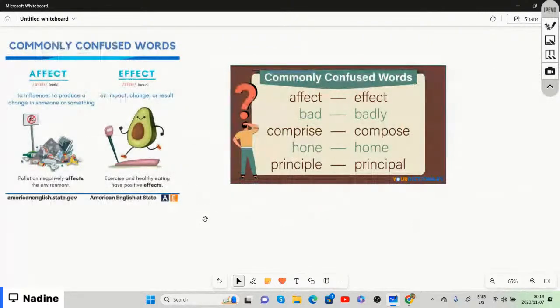And if we look at examples of more commonly confused words, we said affect and effect, then bad and badly. You did bad in the test. You did badly in the test. Comprise and compose, hone and home, principle and principal.